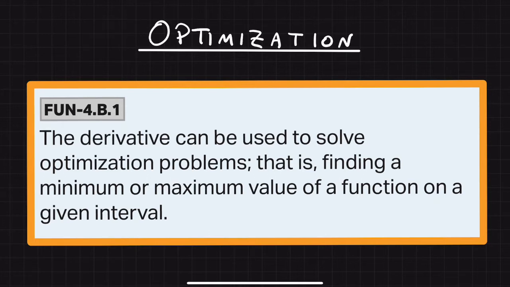The standard that the College Board uses for optimization is FUN-4.B.1, and that says the derivative can be used to solve optimization problems. That is, finding a minimum or maximum value of a function on a given interval.